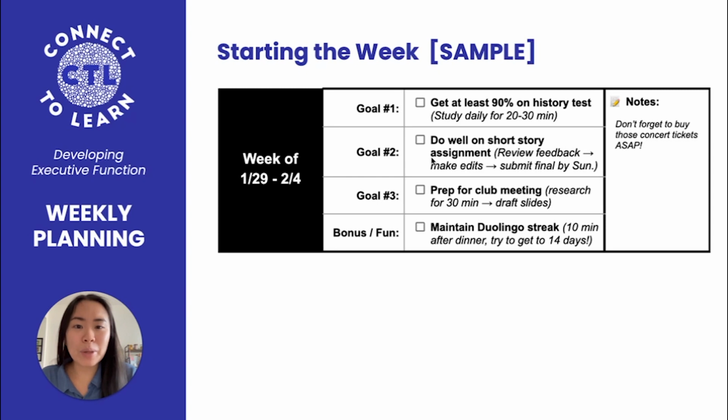Here is an example of the filled out goals section. You can see that this person has listed their 3 goals, as well as very minimal notes on what this could look like. For example, to get to their goal of getting a 90% on their history tests, they want to study for about 20 to 30 minutes every day. These little notes can serve as a reminder for more detailed scheduling later on in the chart. Additionally, this person has added a bonus goal and some notes that might not necessarily be a priority goal, but is still something that they would like to keep in mind for the week.